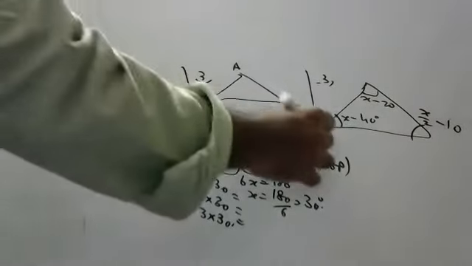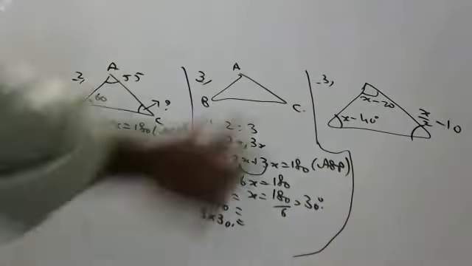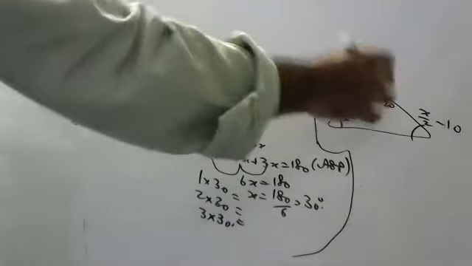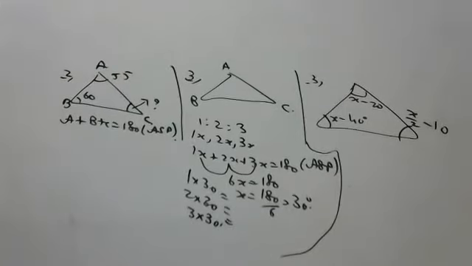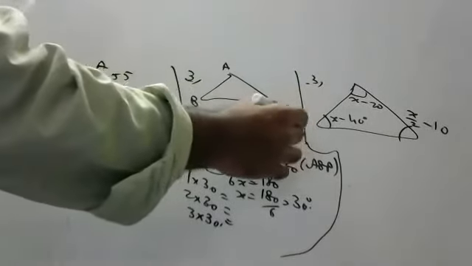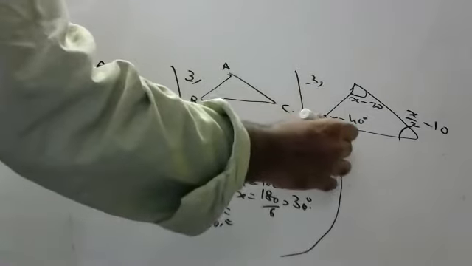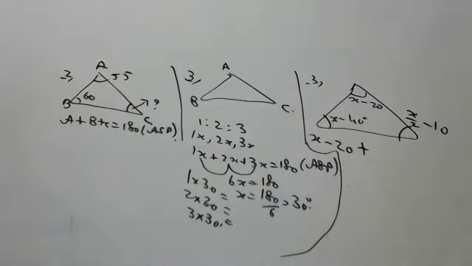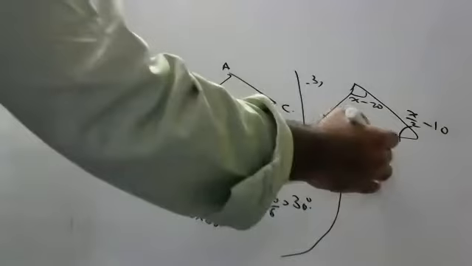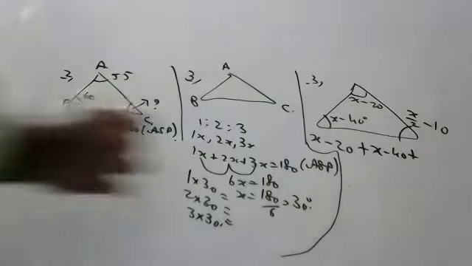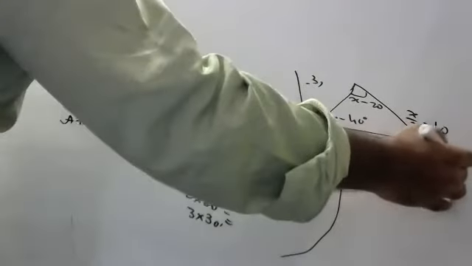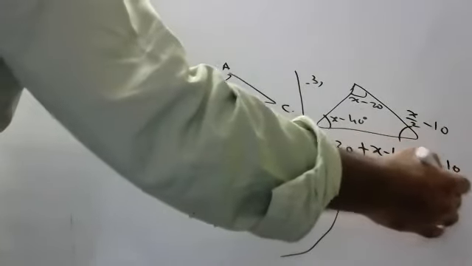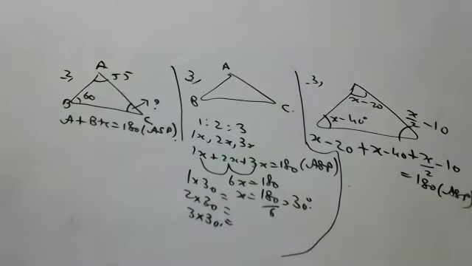Okay, so apply angle sum property, children. Can anyone say the angle sum property for this sum? Anyone want to give a try? Sir, x minus 20 plus x minus 40 plus x by 2 minus 10 is equal to 180 degrees. Very good. Why? What is the reason? Angle sum property of triangle.